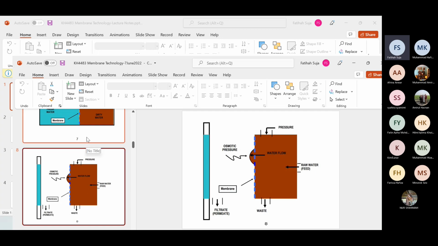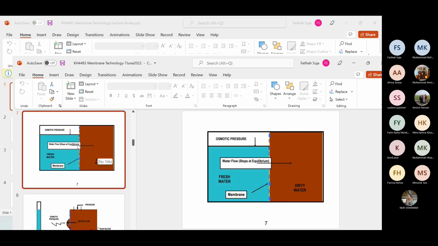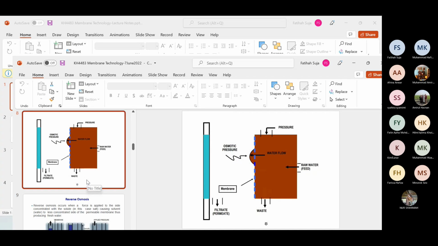Actually, the direction is not from the fresh water to the dirty water. For reverse osmosis, it is from dirty water to fresh water. So the dirty water will become more concentrated. This process will leave all undesirable constituents behind on the membrane itself.